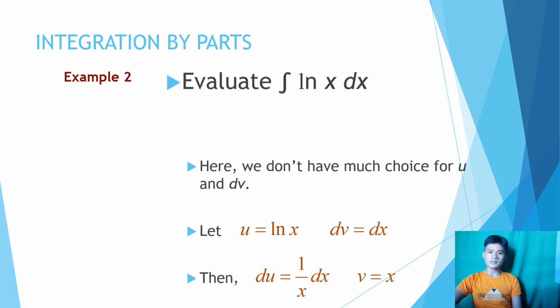This is example number 2, and it is your task to try. Evaluate the integral of ln x dx. Here, we don't have much choice for u and dv, so let u be equal to ln x and dv be equal to dx. Then our du is expected to be 1 over x dx, and our v is equal to x. That will be all.